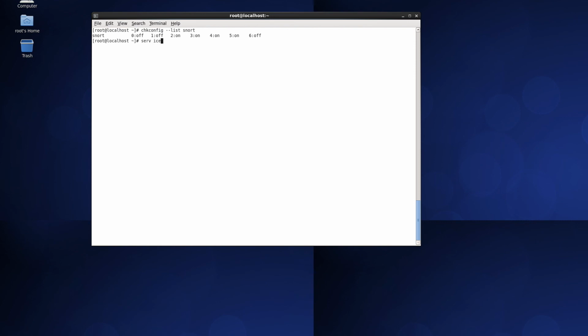And then the service command is used to stop, looks like it's already stopped, or start a specific service. Well, it failed anyway because it's not correctly configured. That's a bad example. So service cups start. So the service command is used to start or stop a service right now. Okay?